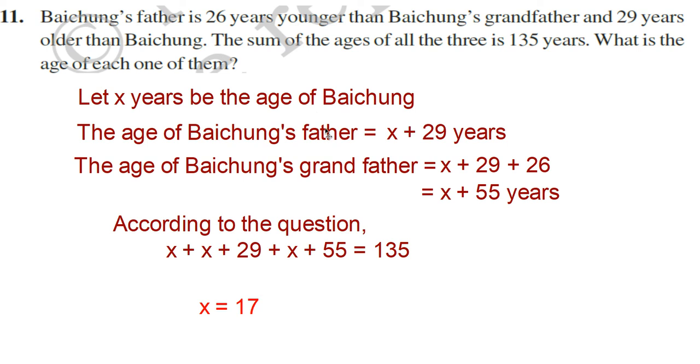Therefore, you can write the conclusion: age of Baichung is equal to 17 years. Age of Baichung's father, that is 17 plus 29, you find it out. And the age of Baichung's grandfather is equal to 17 plus 55. Do find it out.